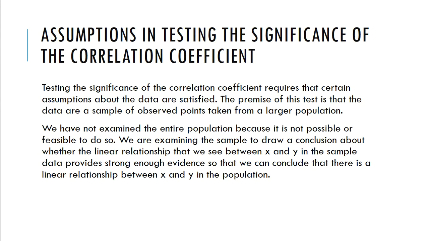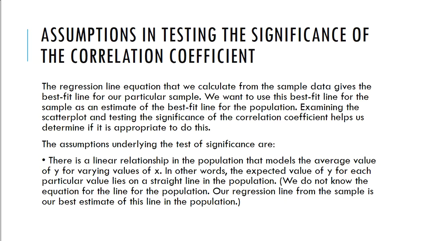We are examining the sample to draw a conclusion about whether the linear relationship that we see between X and Y in the sample data provides strong enough evidence so that we conclude that there's a linear relationship between X and Y in the population. The regression line equation that we calculate from the sample data gives us the best fit line for our particular sample. We want to use this best fit line for the sample as an estimate of the best fit line for the population. Examining the scatter plot and testing the significance of the correlation coefficient helps us determine if we can use it.